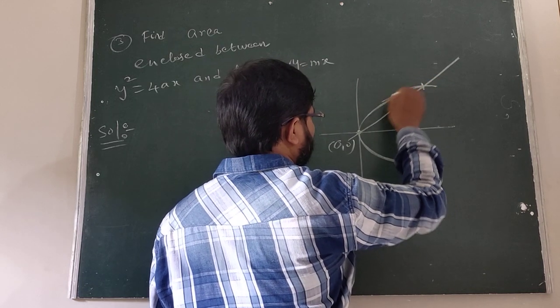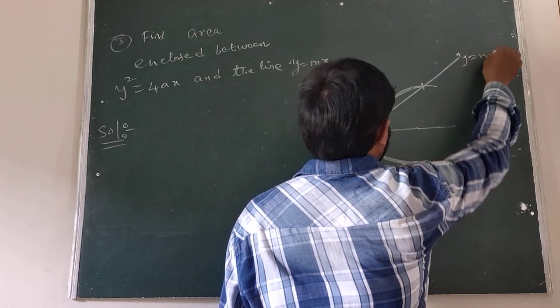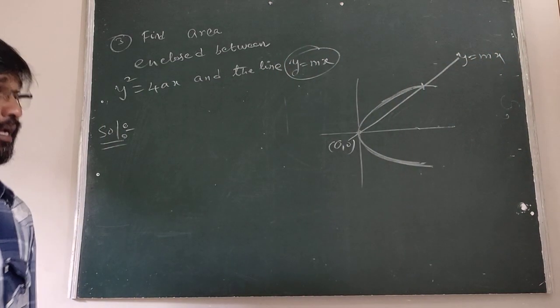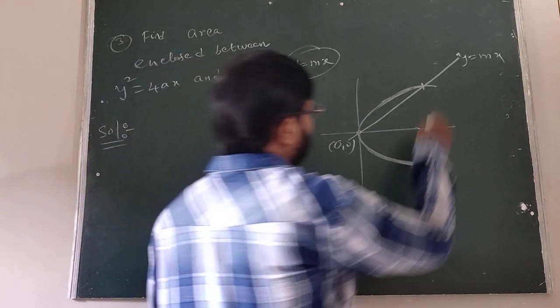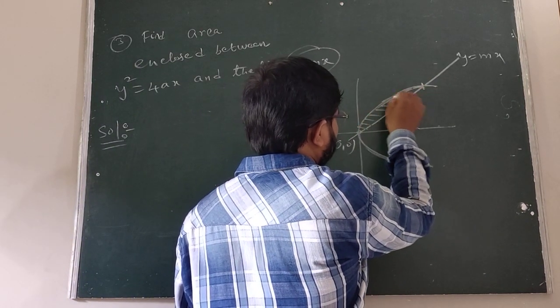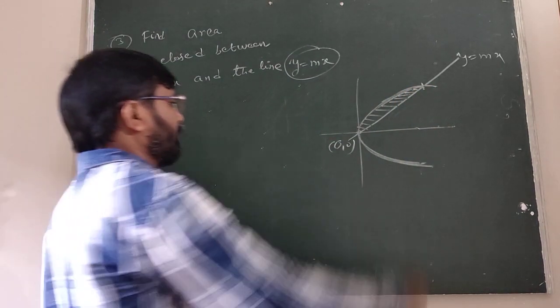This is the curve y squared equal to 4ax, and this is the line y equal to mx. This is a straight line which is always passing through the origin. The line cuts the parabola again at this point. Now we have to find this area. Now this is the y-axis.